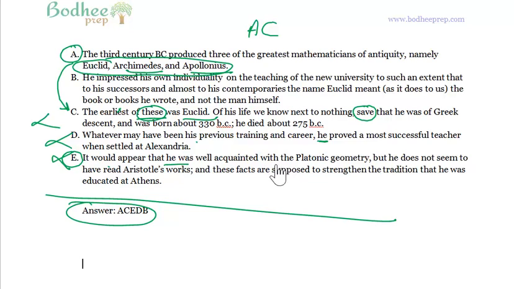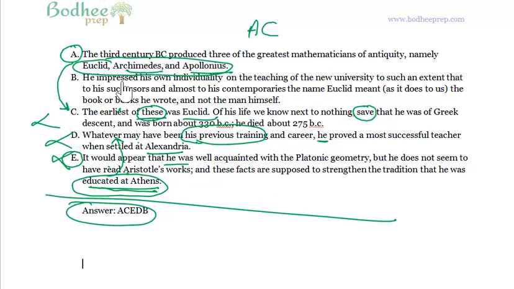It appeared that he was well acquainted with the Platonic geometry, but he does not seem to have read Aristotle's work, and these facts are supposed to strengthen the tradition that he was educated at Athens, right? And then, he proved, whatever may have been his previous training. Now, this previous training and that education are basically related. So, in one idea, we say that he was educated at Athens. And then the author disputes this by saying, whatever may have been his previous training and career, he proved a most successful teacher when settled at Alexandria, right?